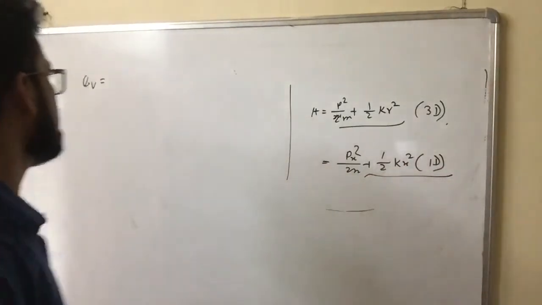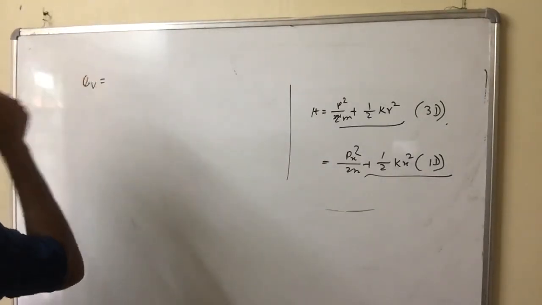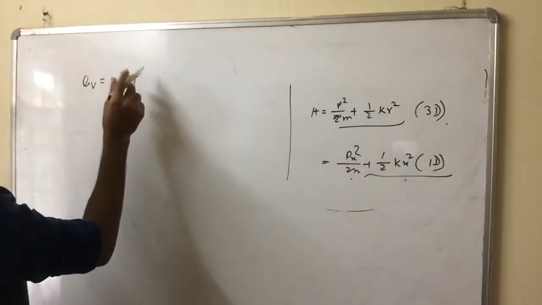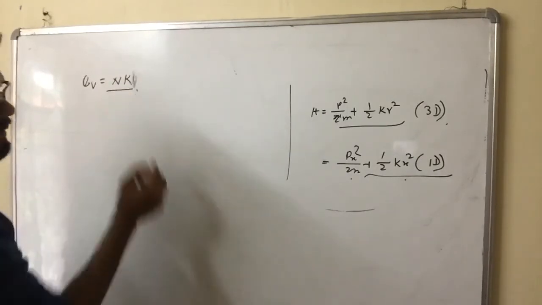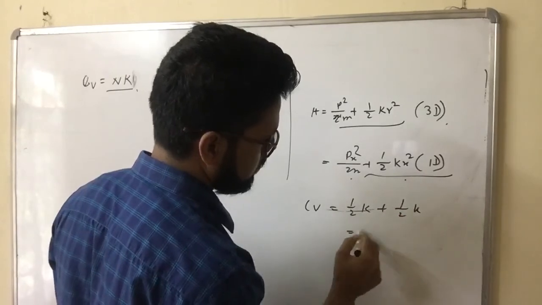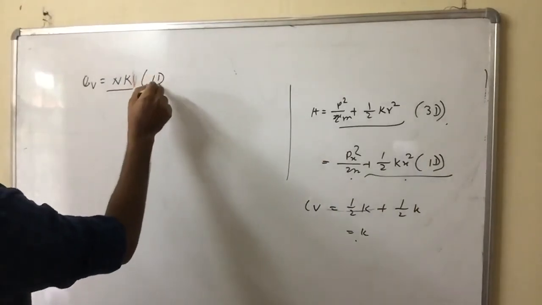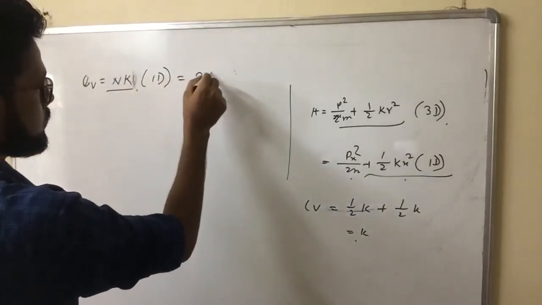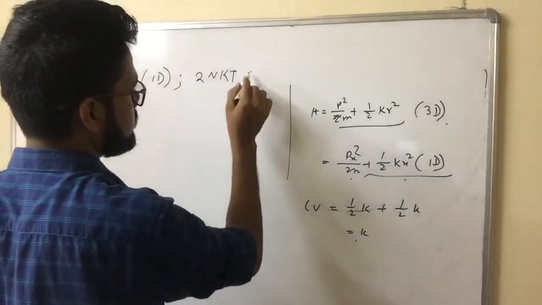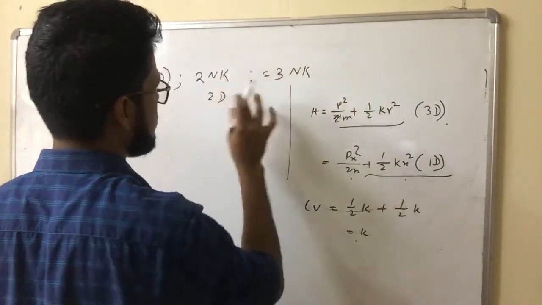A 1D crystal means CV for a 1D crystal equals what? In classical theory, half kT plus half kT, which is kT. For n oscillators, it will be n k T. It is for 1D. Remember, if it is two dimensional, 2 n k T. If it is three dimensional, it is 3 n k T.